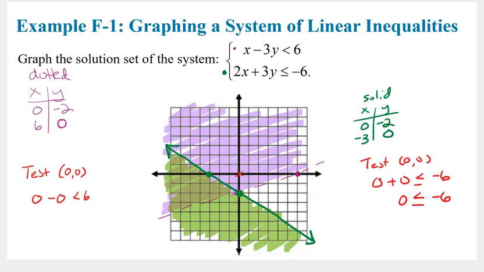So your solution is right here. This is your solution. That wedge right there, where you have the overlap of the purple and the green highlighting, any point in that region will satisfy both of your inequalities at the same time.